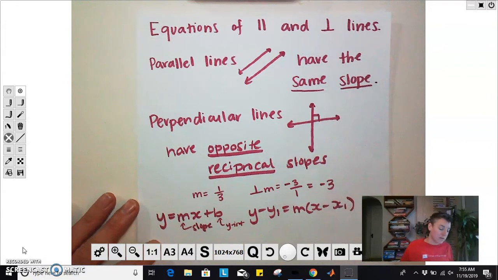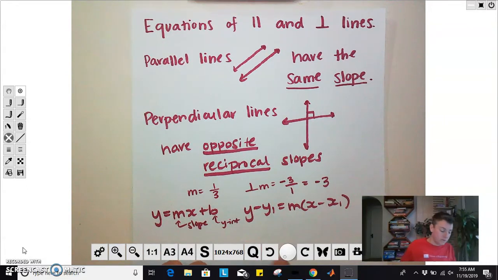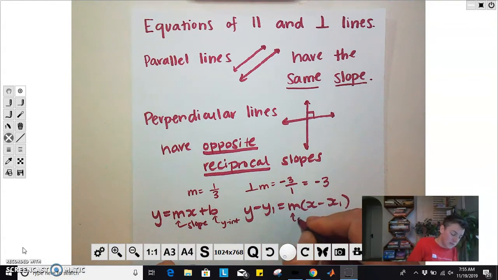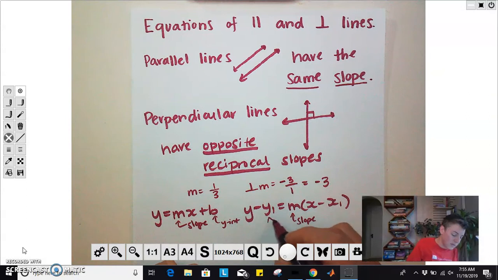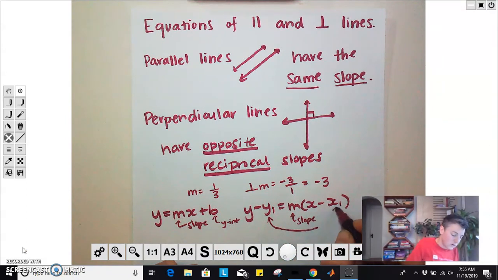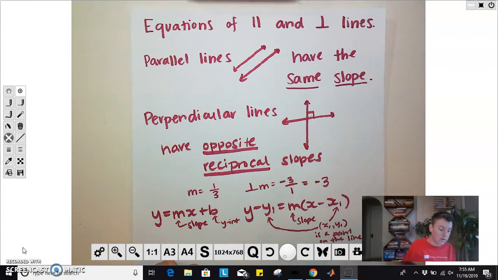Now how about the other one, the point-slope form? Well, it still has that m, that still means slope. And x1, y1 is a point on the line. Cool.